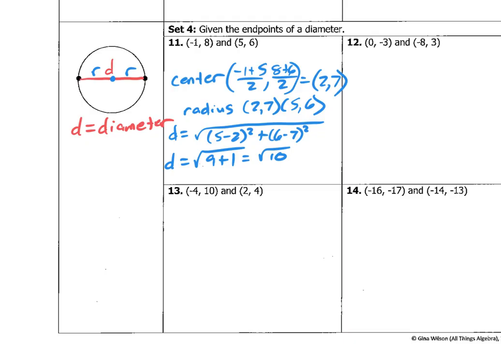Okay, so to finish up here, my equation would be, here's your h and your k value up here. X minus 2 squared plus y minus 7 squared equals radical 10 squared, which is 10. And that's our answer. Okay. These other three, like I said, are very similar. Okay? They give you the 2 endpoints, and you have to find both the radius and the center. That's it. That's our notes for today.